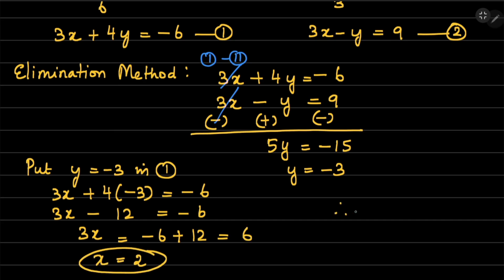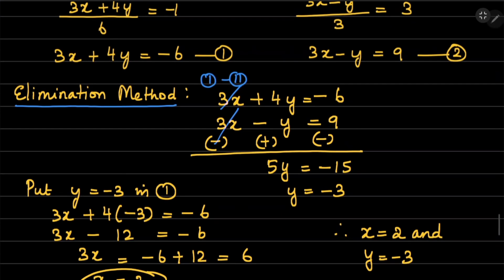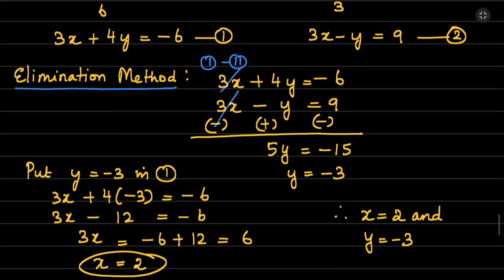Okay, you can write therefore x is equal to 2 and y equal to minus 3 is the solution using the first method, which is the elimination method. Let's use the substitution method now. For the substitution method, from equation 1 or 2, which one is looking more simple? The second one looks easier.